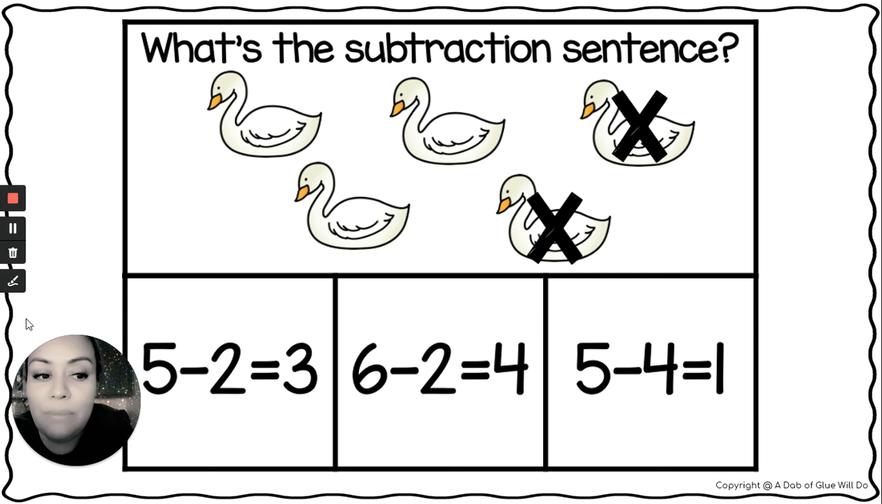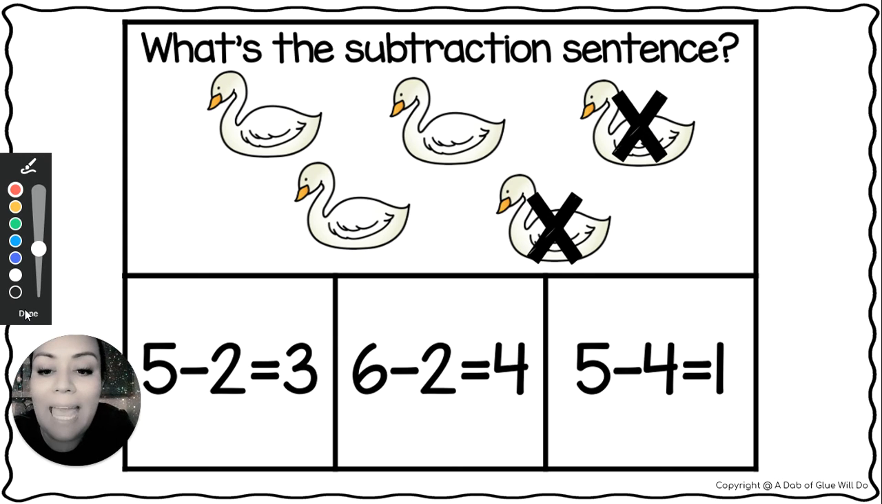All right, so tell me first how many swans we have total, or how many ducks do we have? How many? We have 5, that's right. And how many flew away? 2. 5 minus 2 equals how many? That's right, there are only 3 left. So 5 minus 2 equals 3.